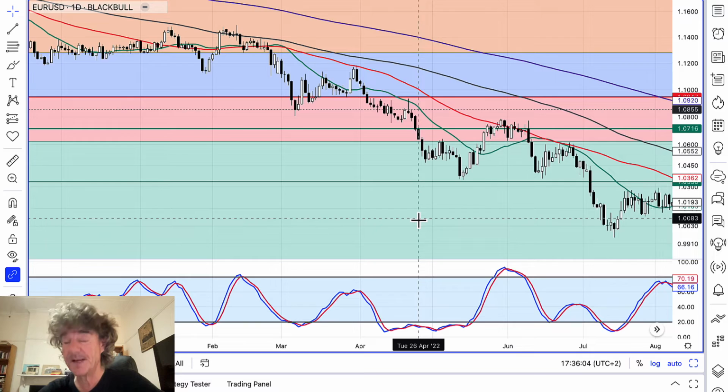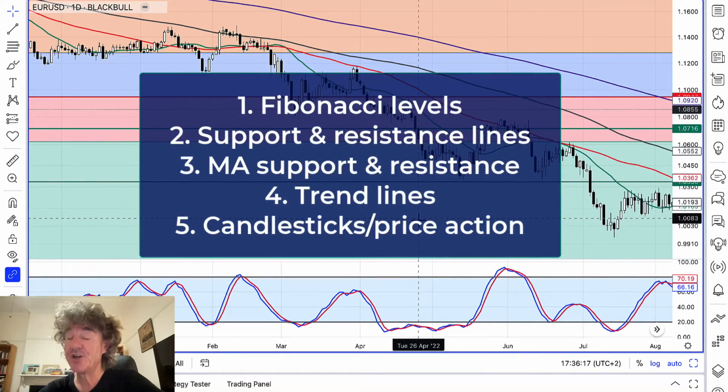The second important point I want to make about this is when you look at the stochastic indicator, you need to use it in conjunction with other aspects that you're looking at on your chart. You need to look at Fibonacci levels, support and resistance lines, moving average support and resistance levels, trend lines, and you need to look at candlestick or price action on your charts. Those are the most important things that you should use in your trading, not the stochastic. It's not the most important thing.